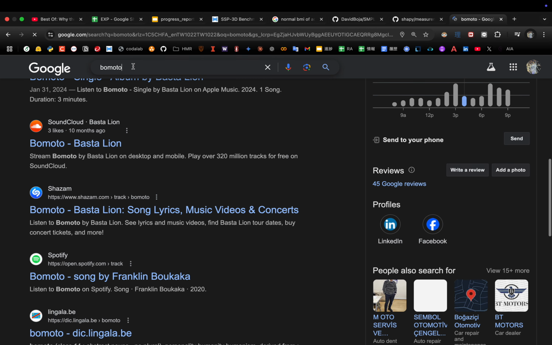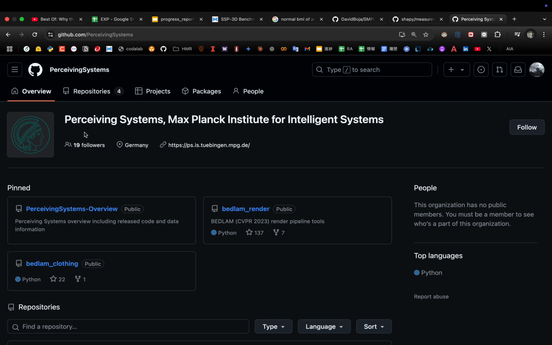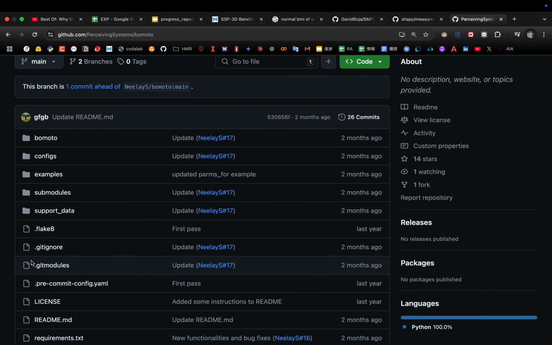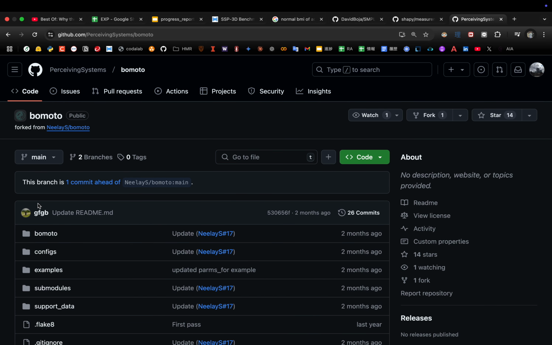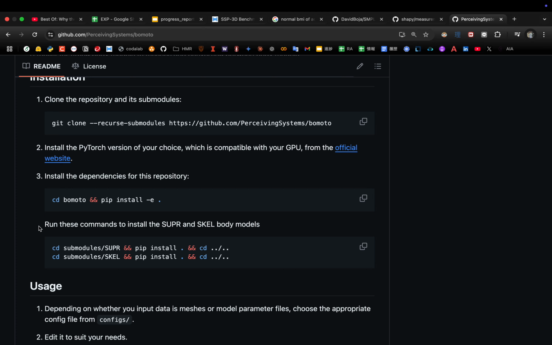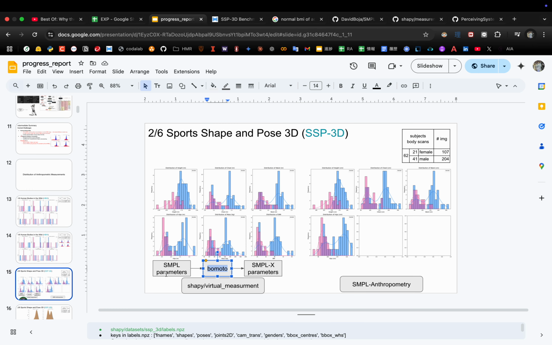Bomoto is a GitHub project provided by the Max Planck Institute for Intelligent Systems, and you can use Bomoto to transfer between the parameters of two representation systems. The simplest case is just transfer, so we used the simplest one to transfer the SMPL parameters into SMPL-X parameters.